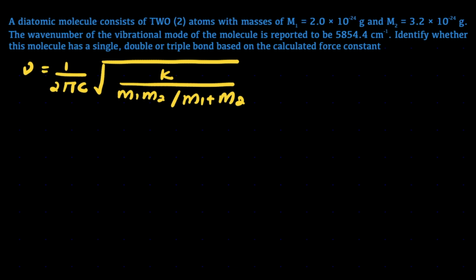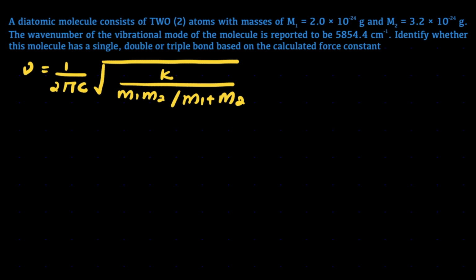So in other words, we can say that 5854.4 per centimeter is equivalent to 1 over 2 times 22 over 7, which is pi, and then your c, which is the speed of light, is equivalent to 3 times 10 to the power of 10 centimeter per second. So this one you need to times with the square root of k divided by m1 times m2, and then you're going to divide that with m1 plus m2.